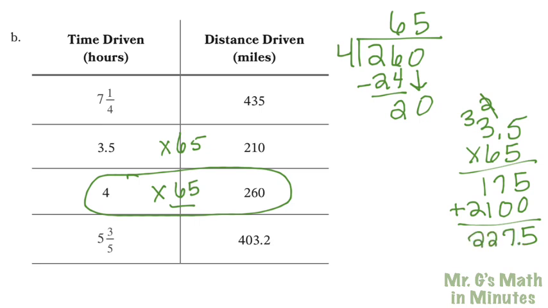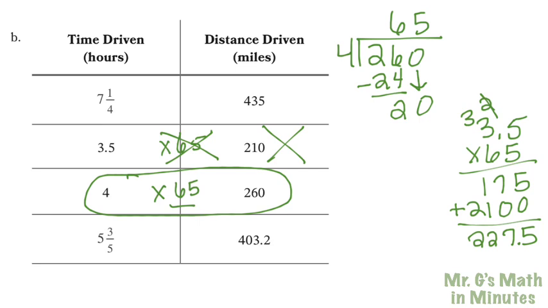1 number behind the decimal. So I get 227.5, which is not the same thing as this number, which means it is not proportional. And it is not proportional, as they want us to explain. It's not proportional because it doesn't have the same constant unit rate. It doesn't have 65 right here. This is not the constant for that row.